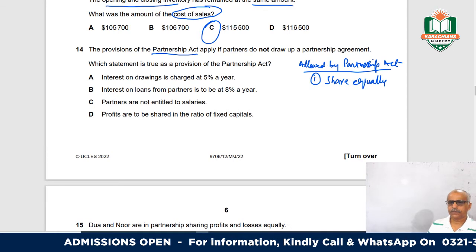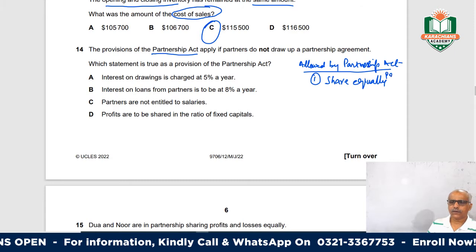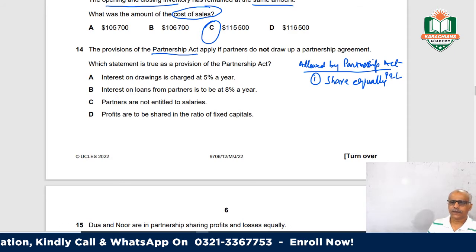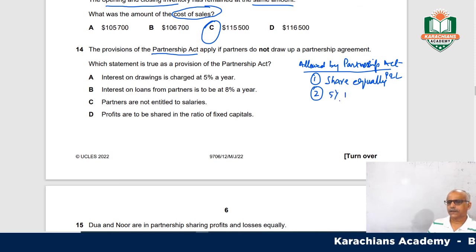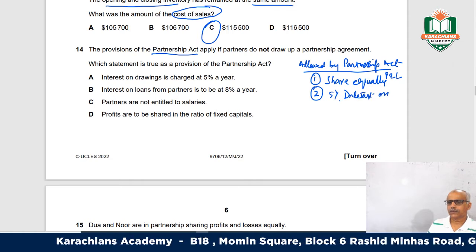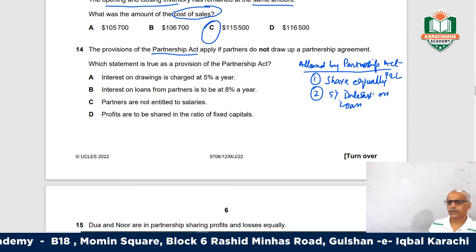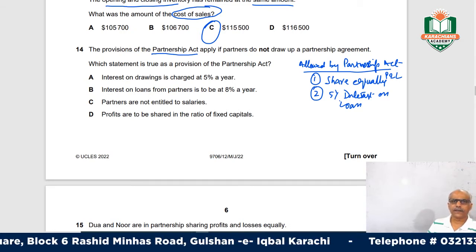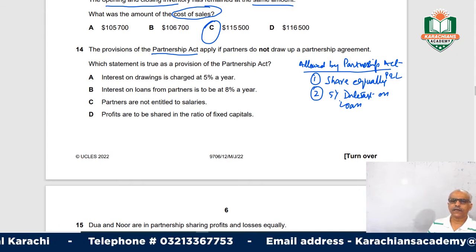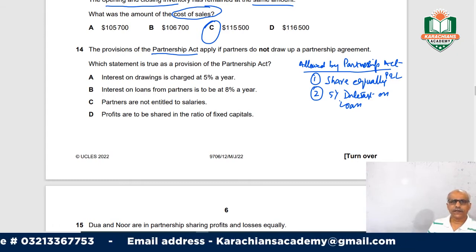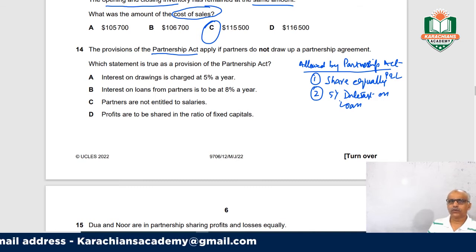Number one, the profit or loss, whatever is there. And number two, the second thing which the Partnership Act allows you is 5% interest on loan. If any one of the partners has extended a loan to the partnership, he will be entitled to 5%, because borrowing money is a normal course of business.